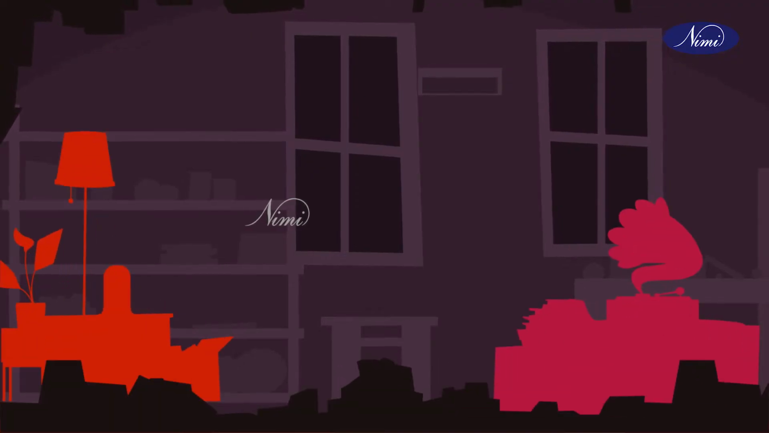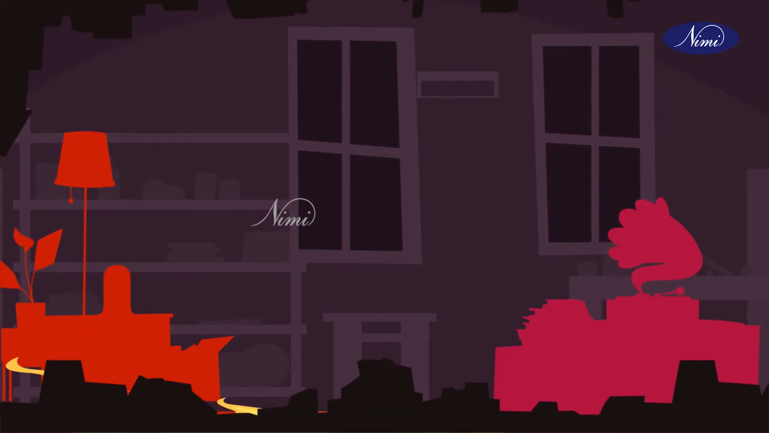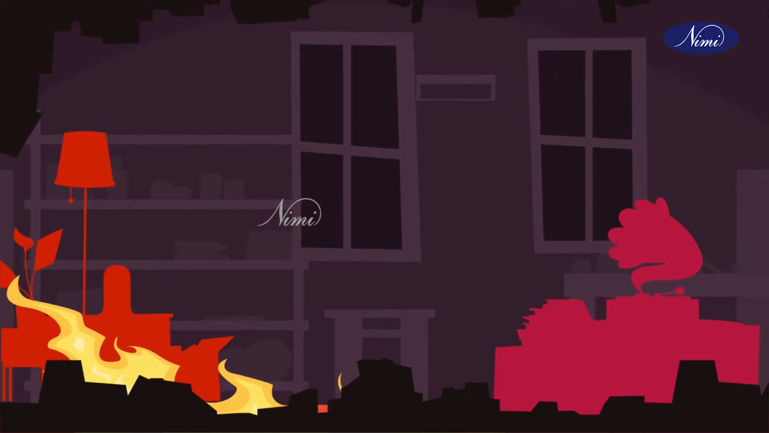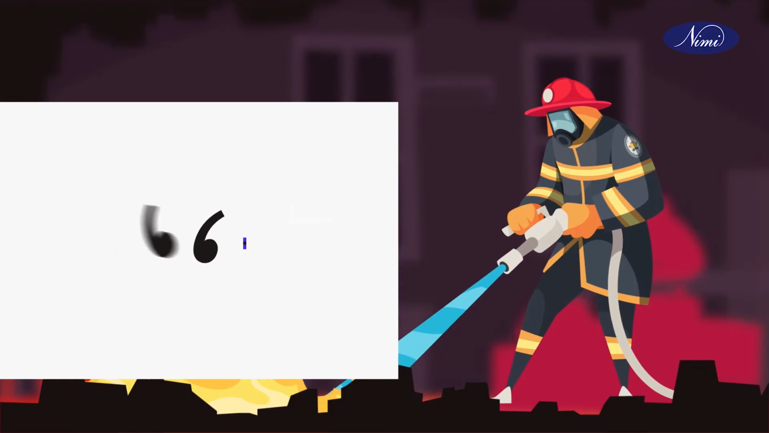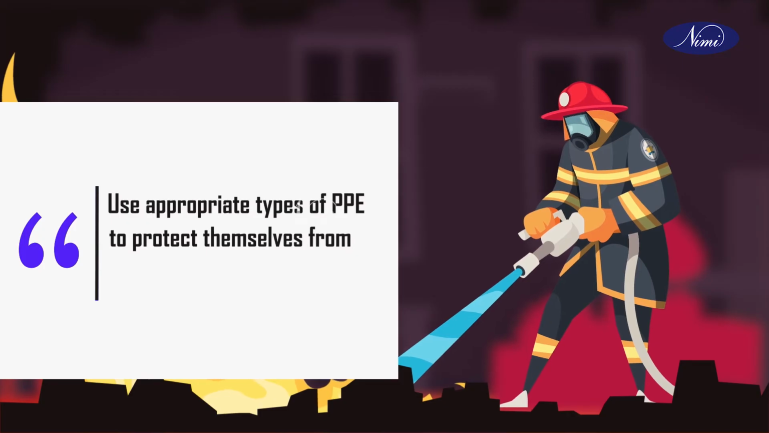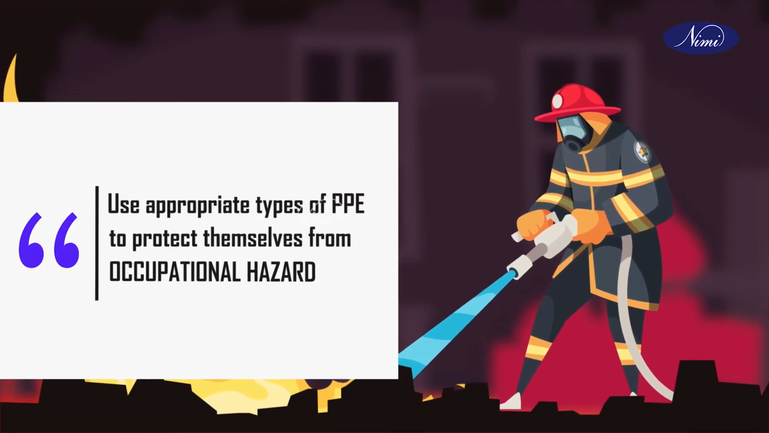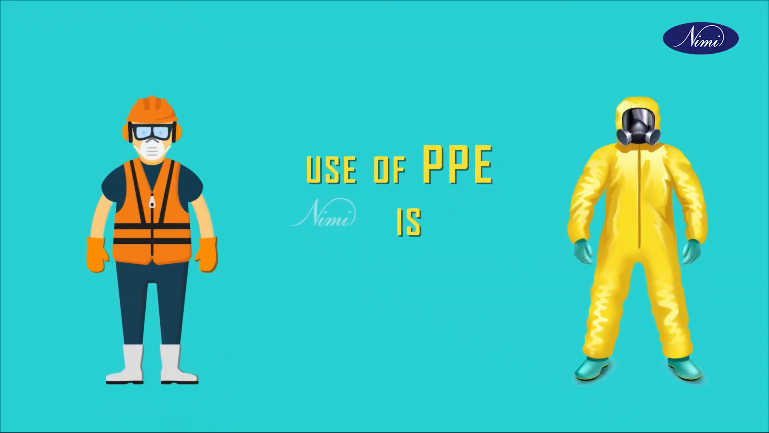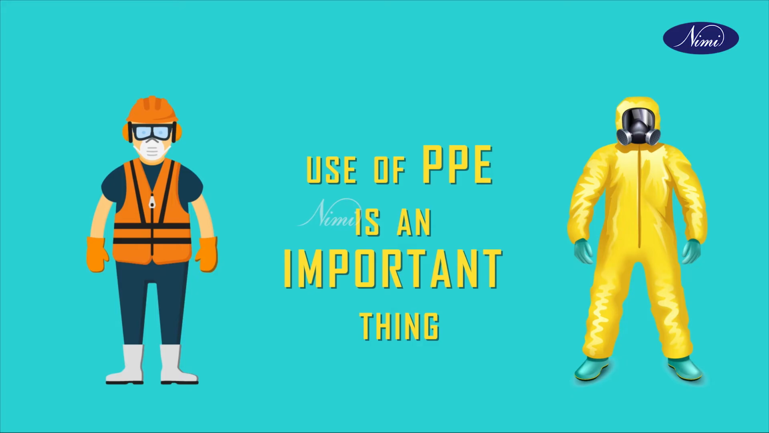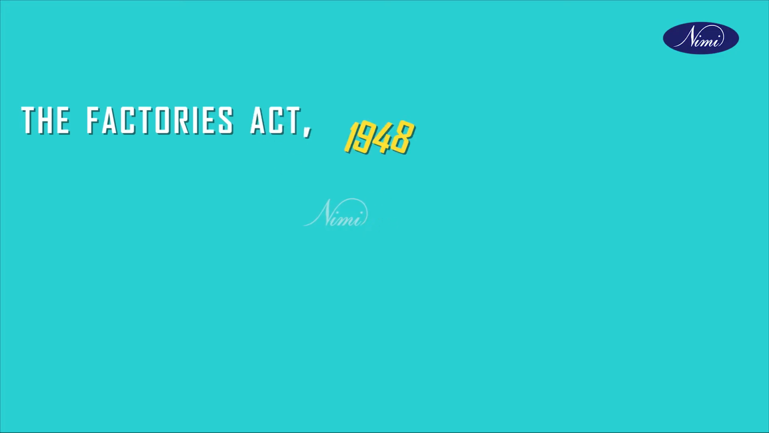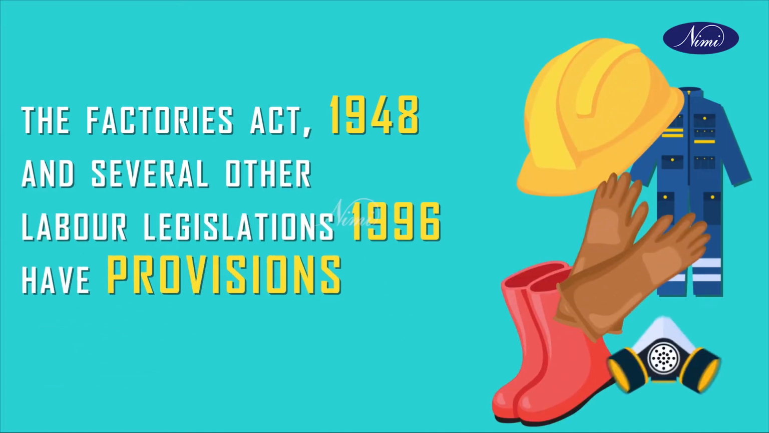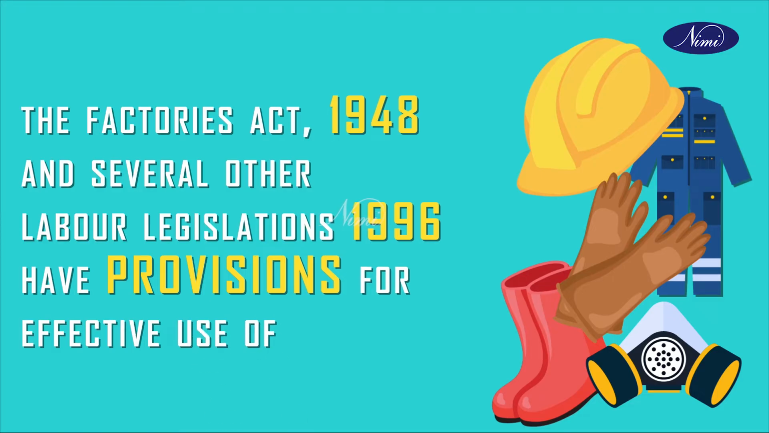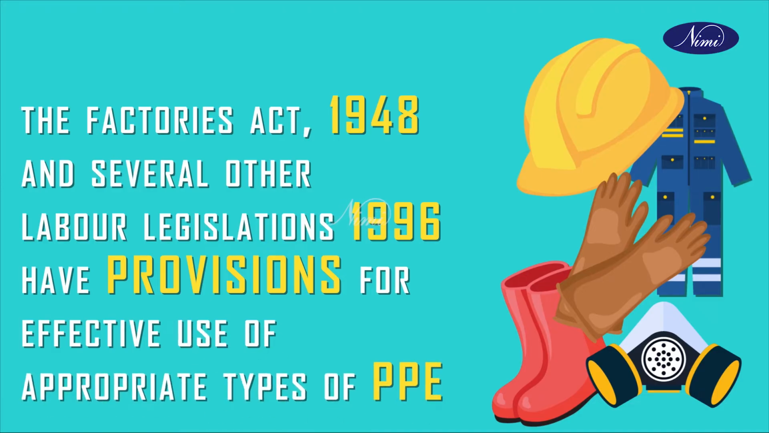But in situations where it is not possible to introduce any effective engineering methods for controlling hazards, the workman shall use appropriate type of personal protective equipment to protect themselves from the occupational hazards. Use of PPE is an important thing in the work environment. The Factories Act 1948 and several other labor legislations have provisions for effective use of appropriate types of PPE.